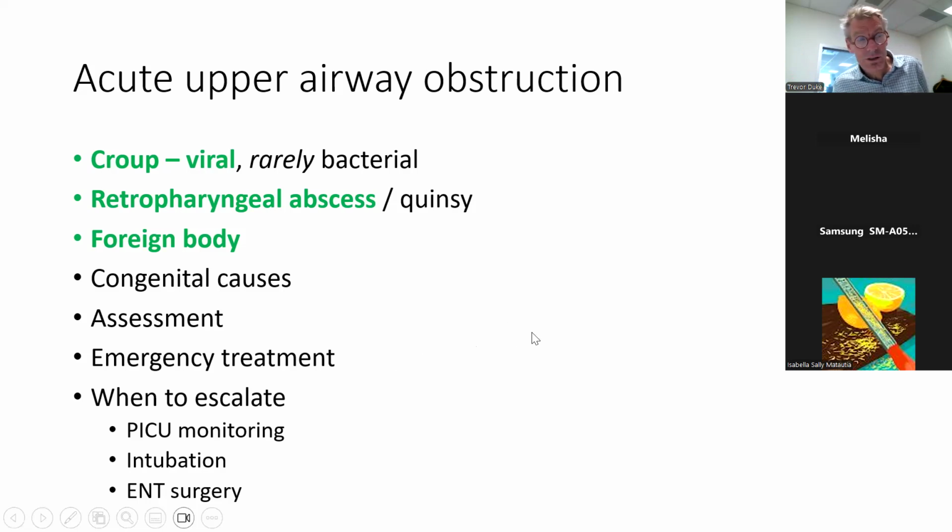So that's all I want to say about upper airway obstruction. Again, the clinical signs are what's important, and to learn how to identify those clinical signs will really help you if you see a child who's got severe upper airway obstruction.